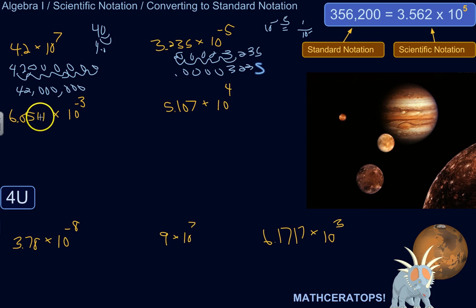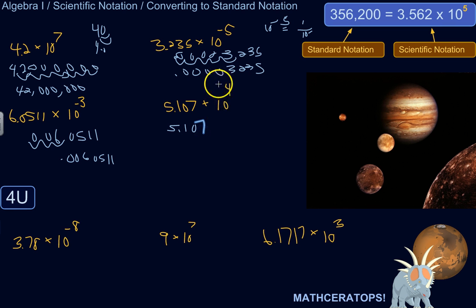All right, what about 6.0511 times 10 to the negative third? So we've got 6.0511. We're multiplying by 10 to the negative third, which means we're dividing by 10 to the positive third. So we're going to go left 3 places. 1, 2, 3. So I'll fill in my zeros there. So rewrite this: 0.0060511.